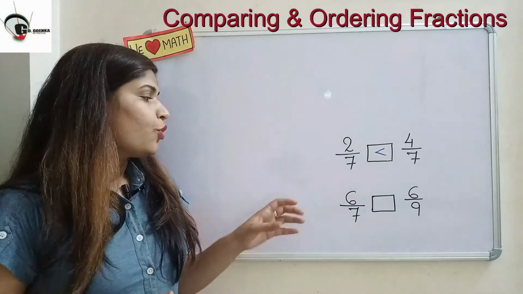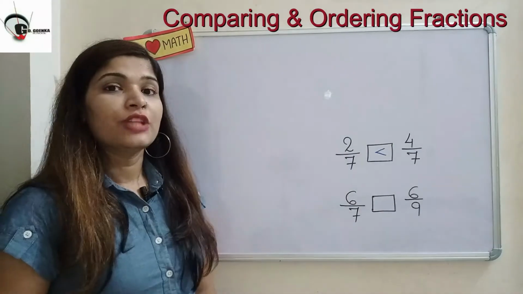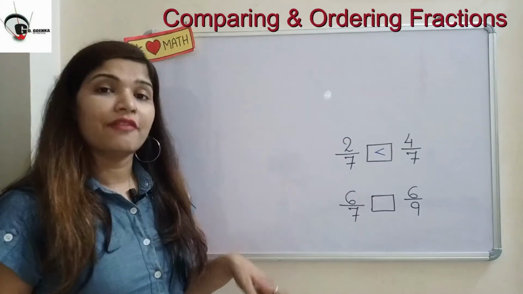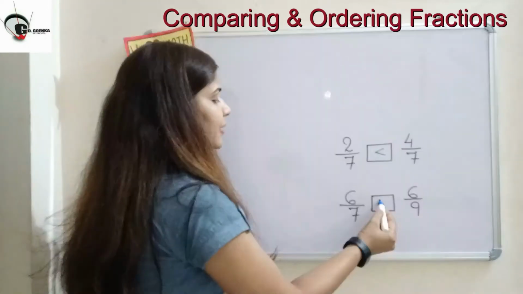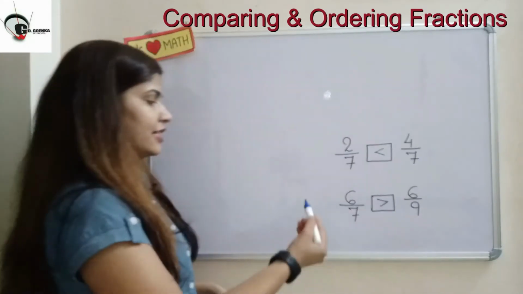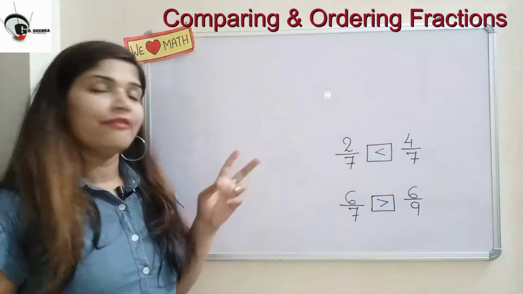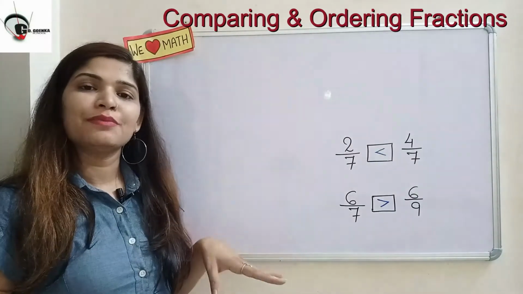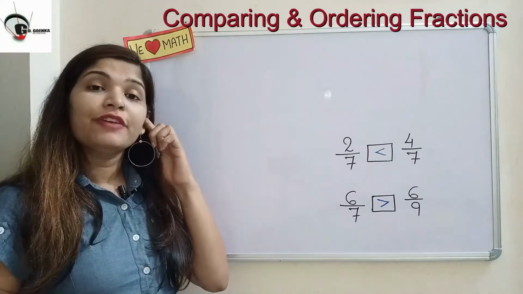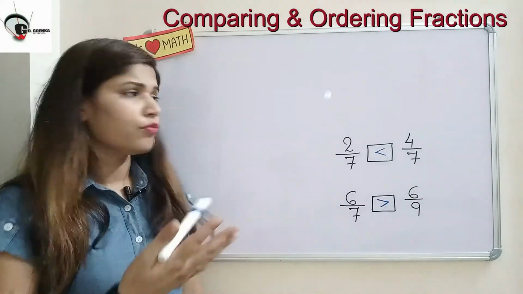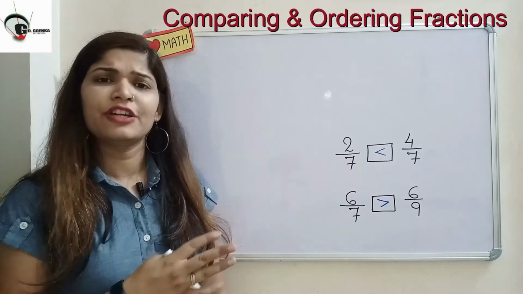Okay, so we can easily find out it is 6 upon 7 and 6 upon 9. So that means 6 upon 7 is bigger than 6 upon 9. It will be like this: 6 upon 7 is greater than 6 upon 9. So this was all about when we have the same denominator and the same numerator. But what if we have unlike fractions? Everything is different, like different denominator, different numerator.